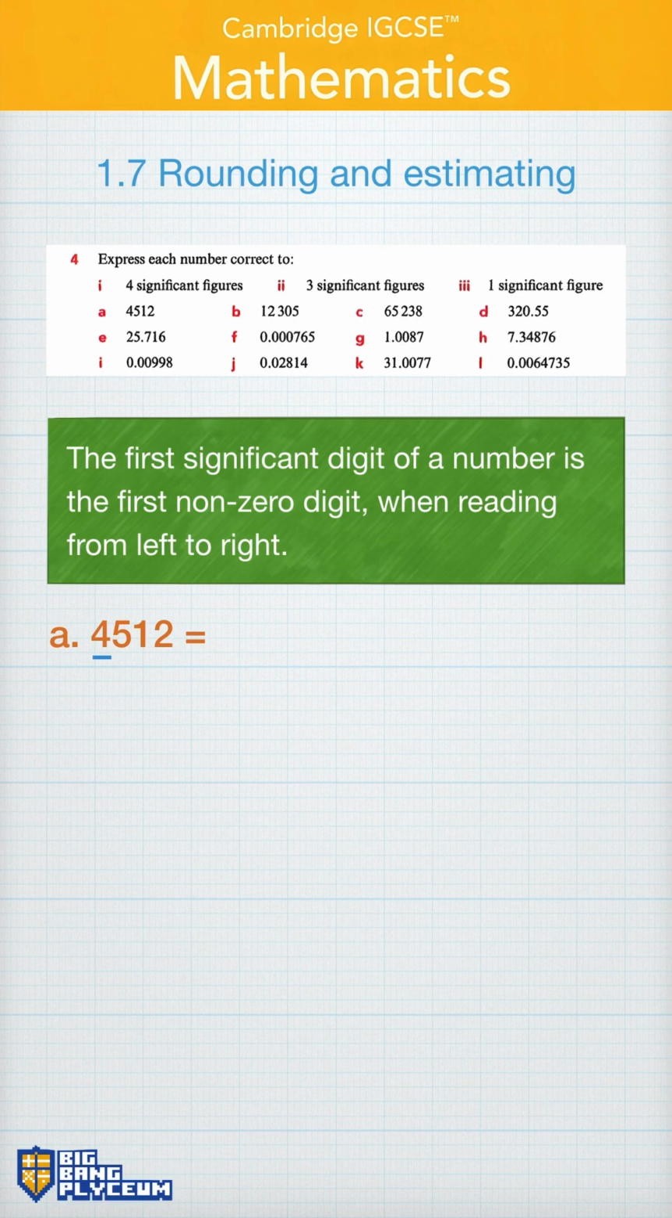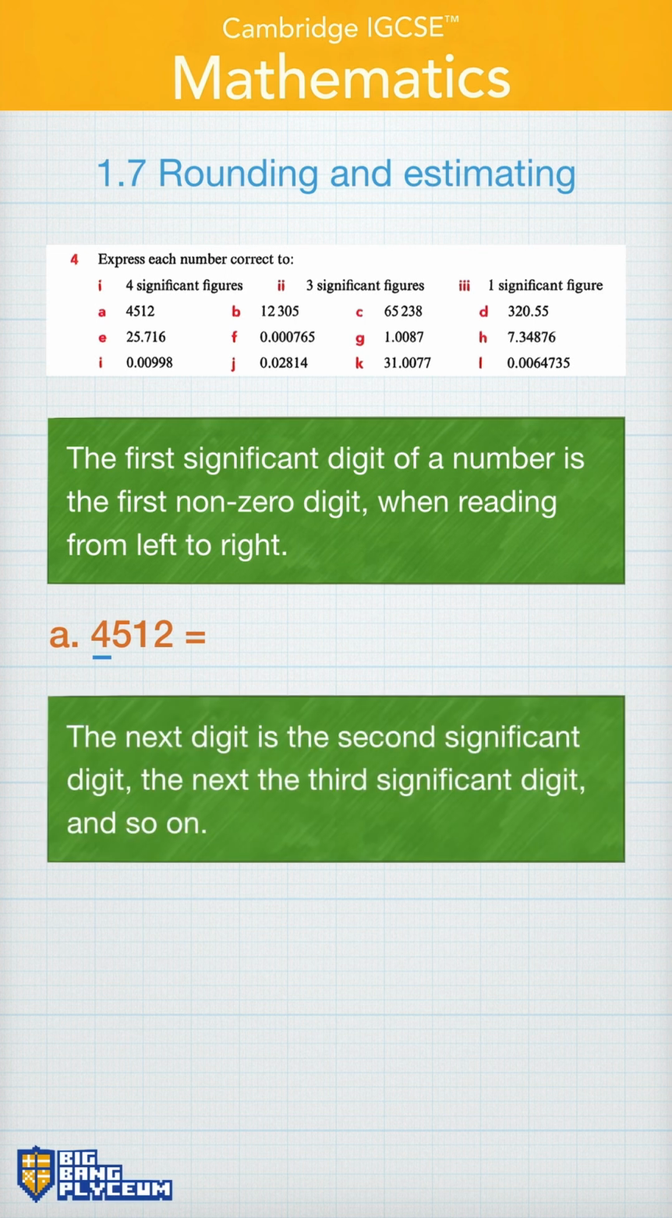Okay. And then we're going to move on to the next digit. The next digit is the second significant digit, okay? And the next is the third one, and so on. If we look at the second digit from left to right, it's of course the second. And then 1 is the third, and 2 is the fourth. So if we have to express this number to 4 significant figures, we simply write itself. Okay, it's 4,512. We have 4 significant figures here.